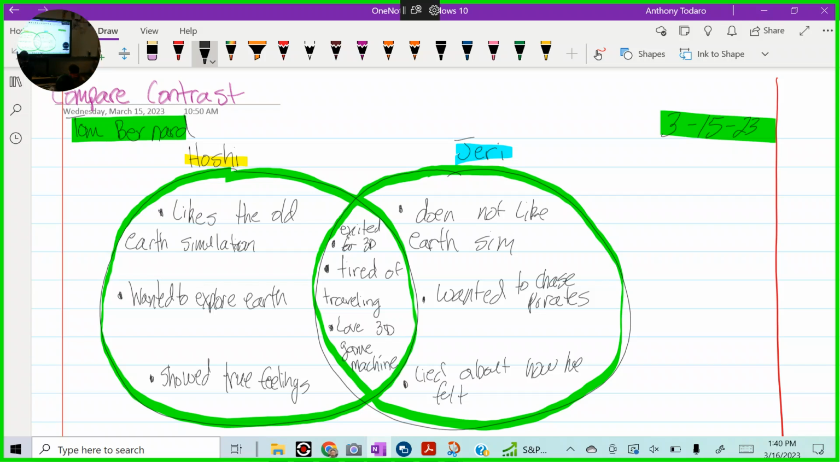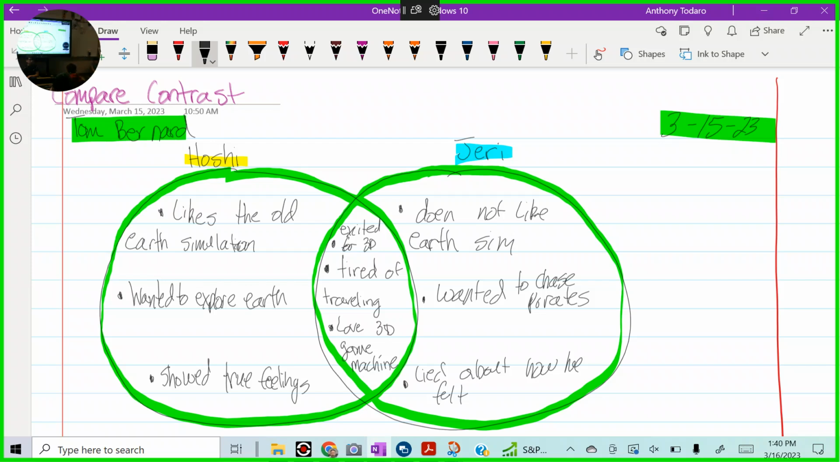Did you guys have something else? Yeah, go ahead, Ryder. He said they both like hanging out with each other. They both like hanging out with each other? Sure, absolutely. That's a very good point. They were friends, so that's something they had in common. Yeah, Addison.